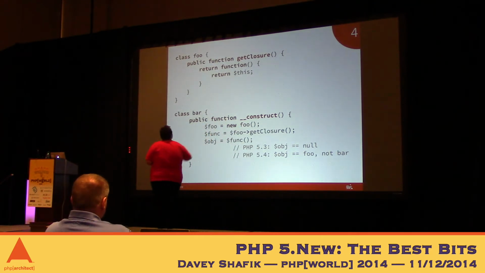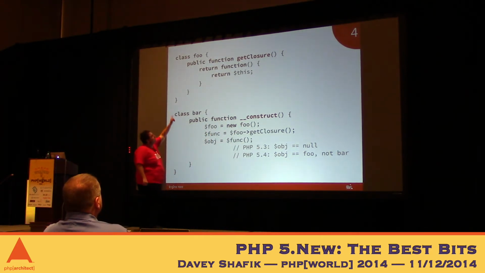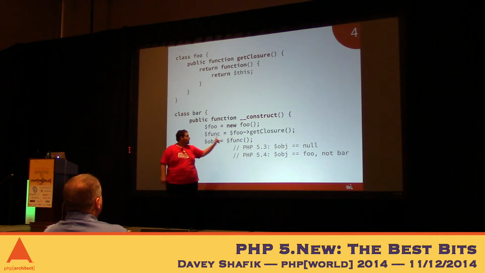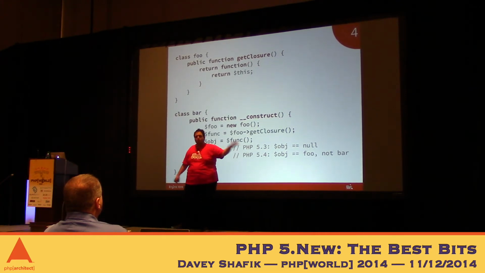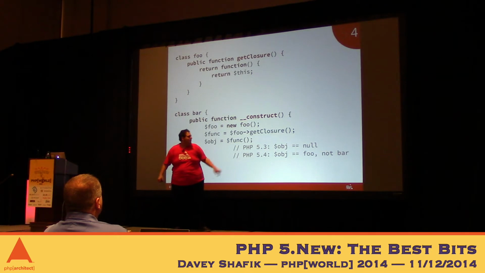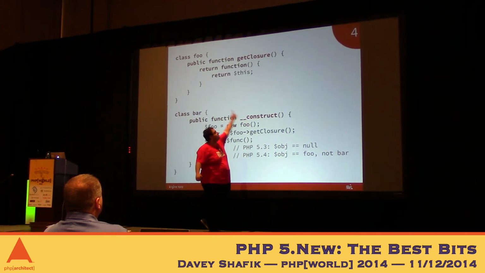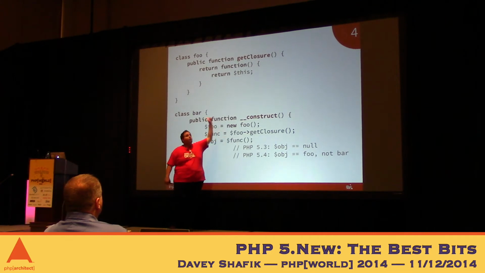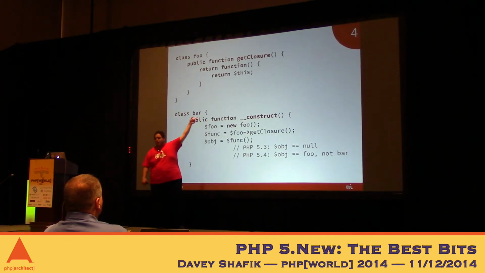Class foo, public function getClosure, returns a function which just returns $this so we can inspect it. Class bar, public function __construct: $foo equals new foo, $func equals $foo->getClosure, so that returns our closure from up there. And if we run it and var_dump it, in 5.3 it's just null. $this just basically doesn't exist. In 5.4 it's going to be foo because that's where it's defined, not where it is called. So it's not bar where it's called, it's not late static binding, it is early binding.